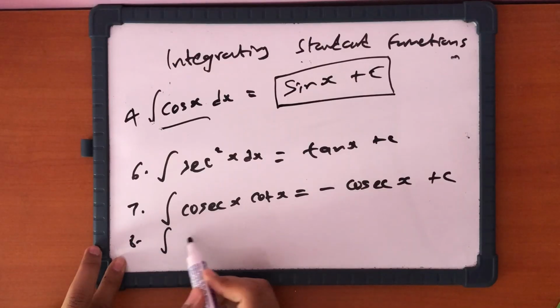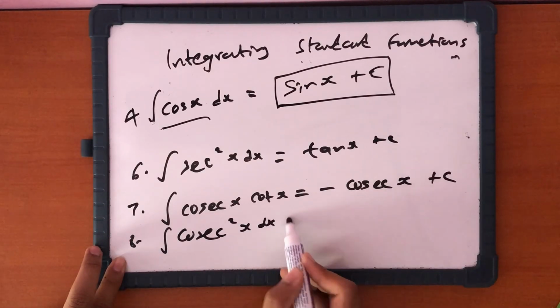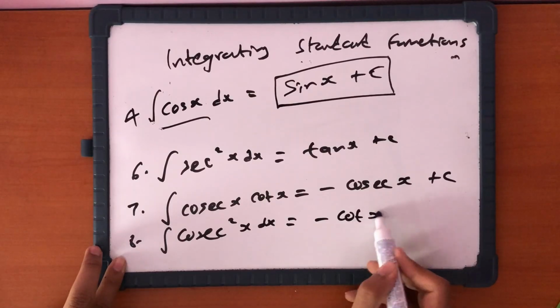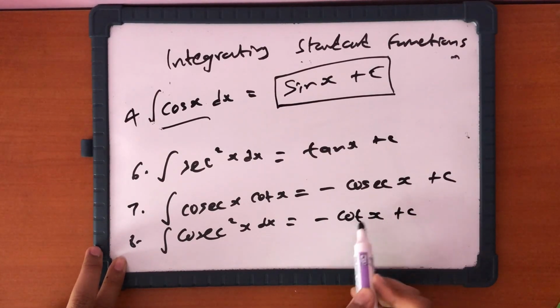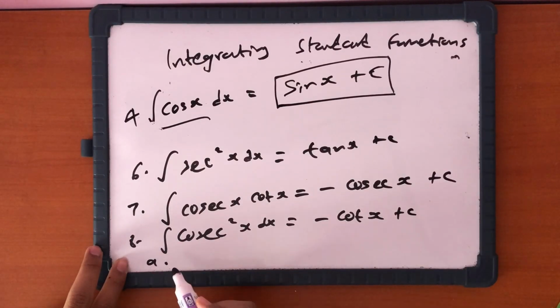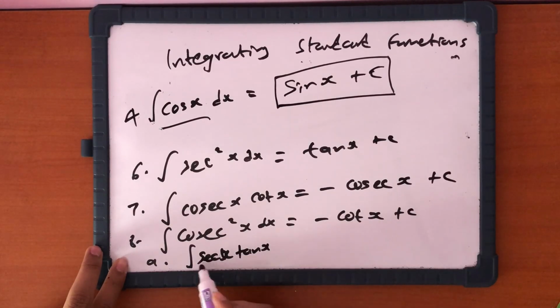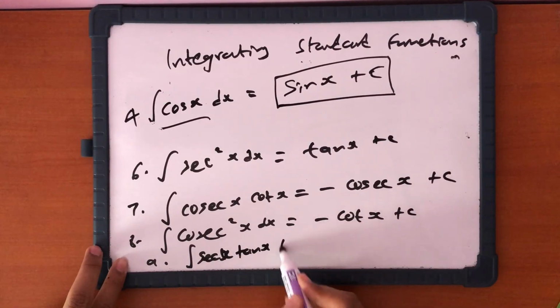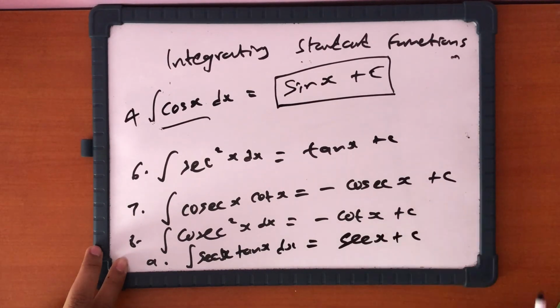8. The integral of cosec squared x dx is negative cot x plus c. Again, try differentiating negative cot x using the quotient rule. You will see that this is true. And then the last one in the textbook is sec x tan x. The integral of sec x tan x is sec x plus c.